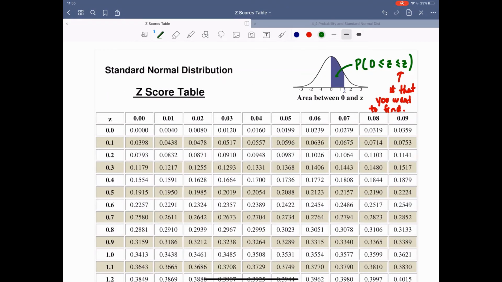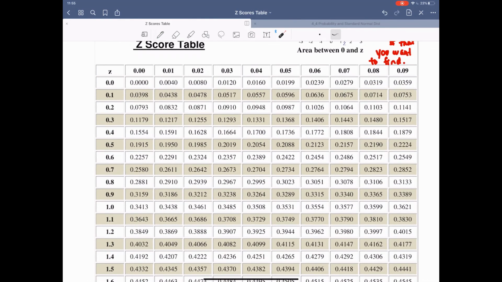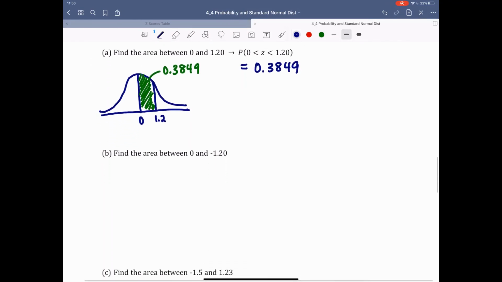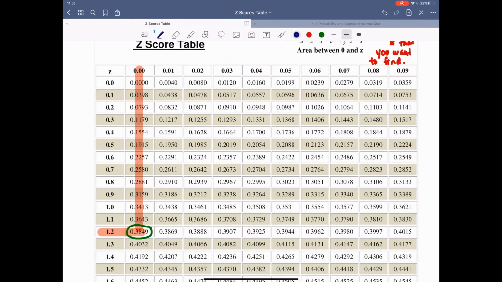So in the first column, we look up the value of 1.2, and we want 1.20, the second decimal place to be 0, and the intersection of those two will give us the probability that we're interested in, which is 0.3849. So the probability of z being between 0 and 1.2 is 0.3849.